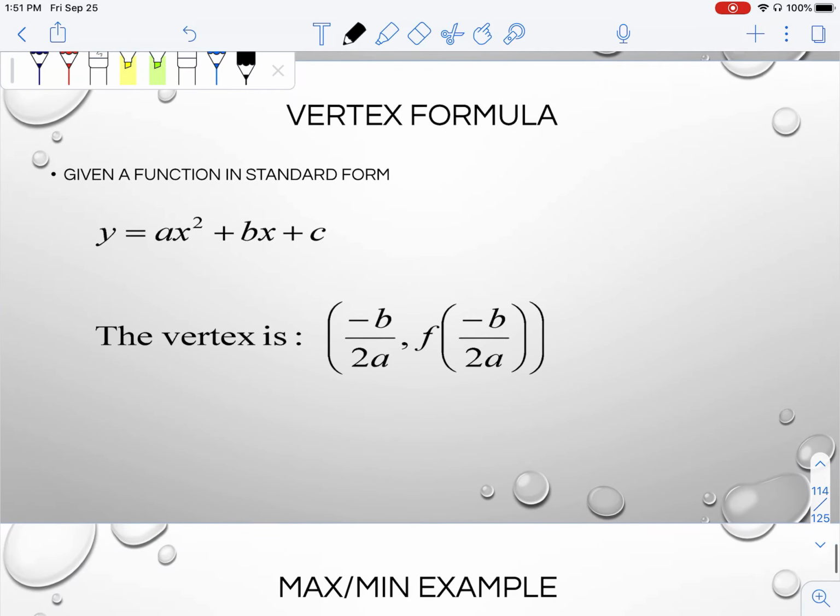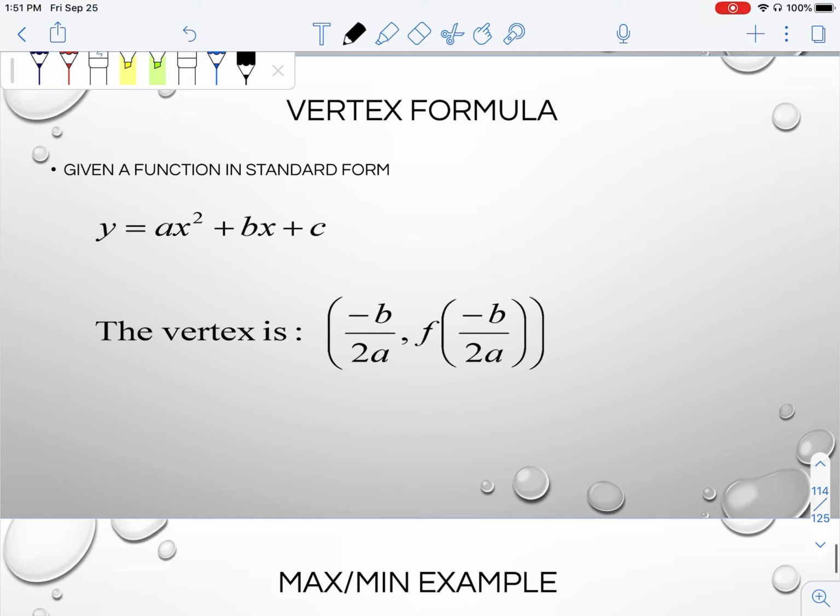So speaking of vertex, here's our vertex formula. We've seen this in our 4.2 notes and 4.3 notes. So you're just applying the opposite of b over 2a as your x value, plugging that back in to find the corresponding y, thus resulting in your vertex. So let's get right at it here.